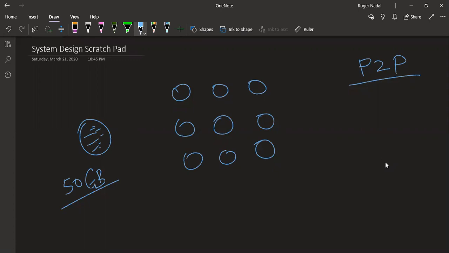Is it a read heavy load or write heavy load? Does that matter? It's not for this. It doesn't matter. I want this to be done as soon as possible. I want this value to replicate as soon as possible.